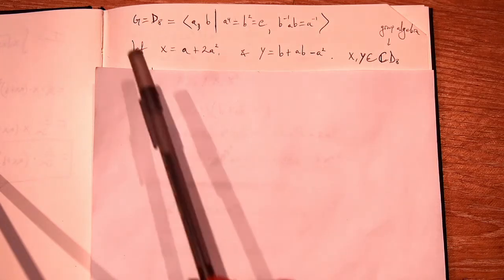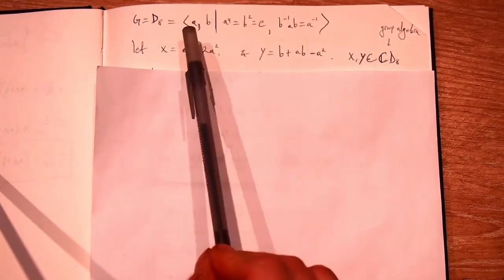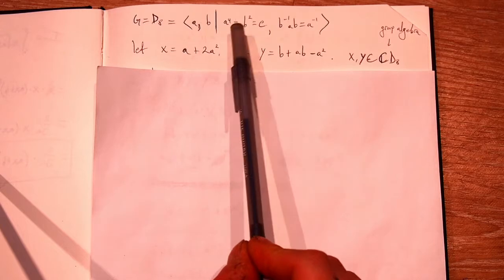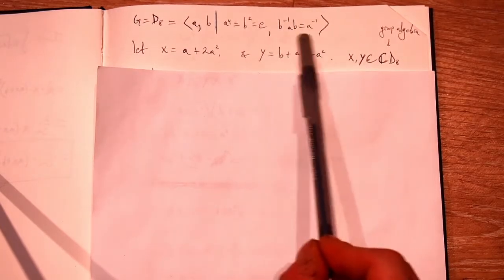But so for this first example, our group is D8, the symmetries of a square. Here's a presentation of it. So we have two generators. One has order 4, one has order 2, and they obey this equation. This is going to be key for working with this group.